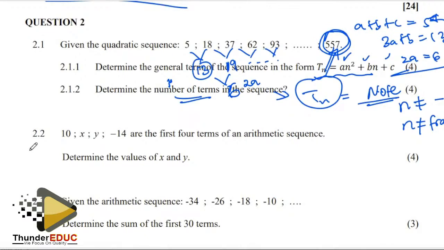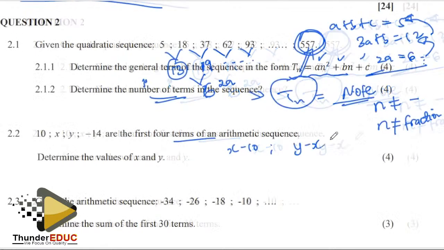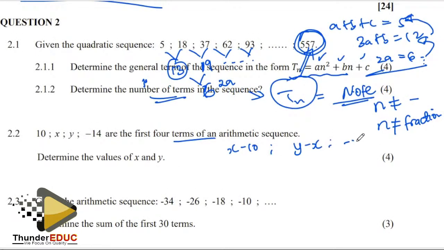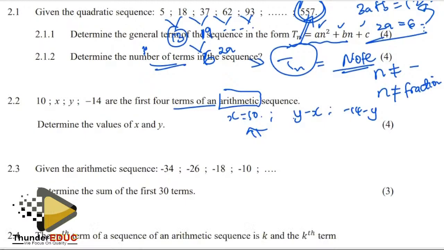And 2.2, we have 10, x, y, and so on, the first 4 terms of an arithmetic sequence. So follow the rules of arithmetic. There's just one difference. You just subtract x minus 10. That will be the first difference. And then we have y minus x. That will be another. And then negative 14 minus y will be another. Then these differences have to be the same since it is arithmetic. It's constant. Then equate this. And then also equate that. So it will be more like a mini simultaneous. You get x, then you get y.